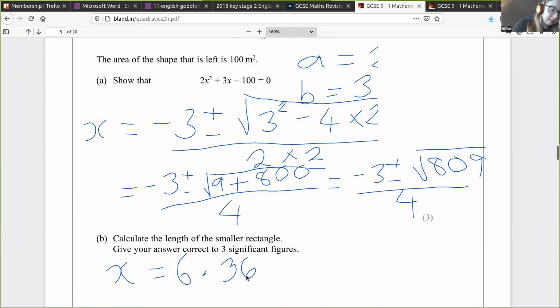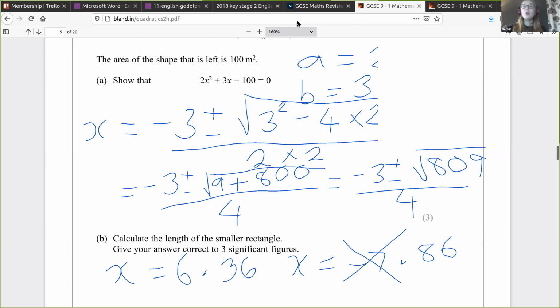or we get x is equal to minus 7.86. Now it's important we write down both solutions. It's also important that we state that that one cannot be possible because we cannot have a negative length. And so the length of the smaller rectangle, x, is 6.36 to 3 significant figures.